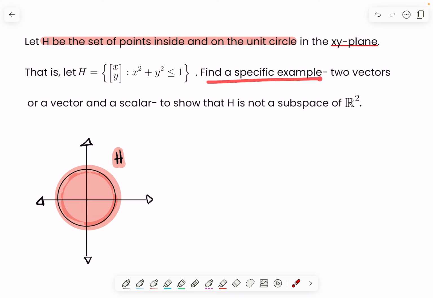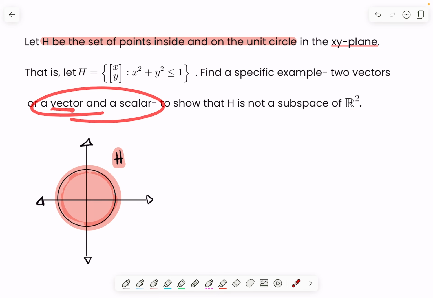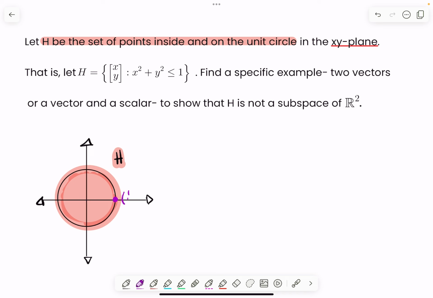They're asking us to find a specific example, two vectors or a vector and a scalar, to show that H is not a subspace of R2. Well, let's try this one. We can pick a vector on H or inside H, but we would actually have to know the point. So you would have to have basic knowledge of your unit circle and how these here are your most well-known points, and so I would pick maybe this one, which is (1, 0).